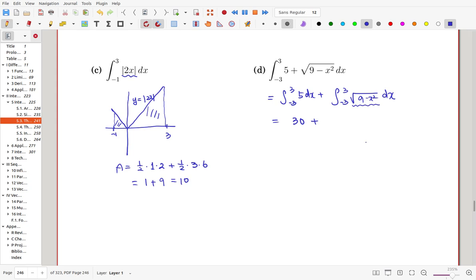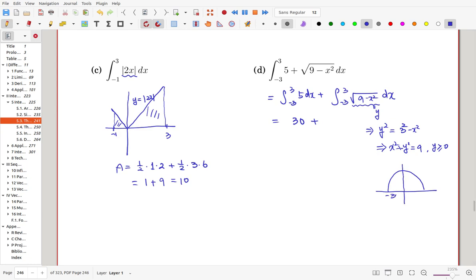For the next one, let's try to visualize it here, from minus 3 to 3. Here the height is the square root of 9 minus x squared. If you put this as y, then it's the same as y squared equals 9 minus x squared. That means x squared plus y squared is 9, which is 3 squared. Of course, here y is greater than or equal to 0.